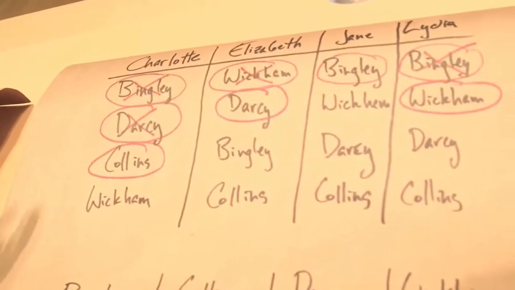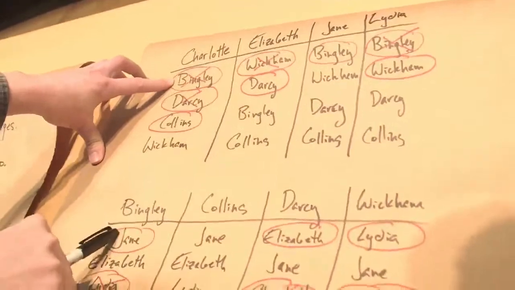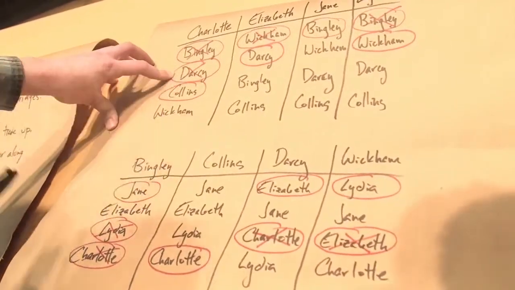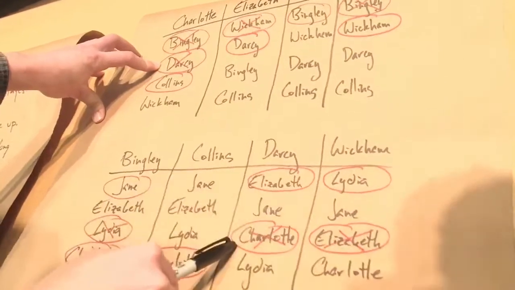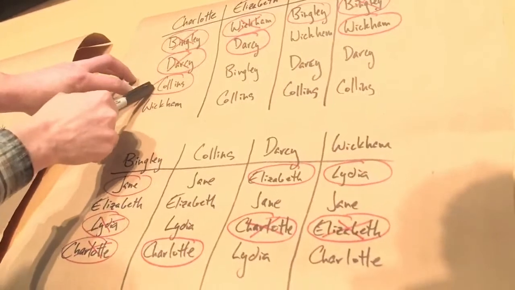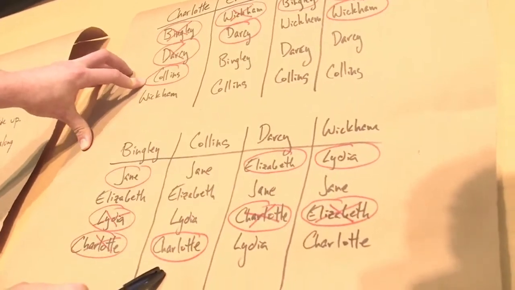And we see that, don't we? Yeah, absolutely. So Charlotte prefers Bingley, but Bingley is with someone he likes better than Charlotte. She also prefers Darcy, but Darcy's with someone he likes better than Charlotte. And that's why, even though Collins isn't one of her top choices, and in fact, she's not one of Collins's top choices, neither of them can do any better.